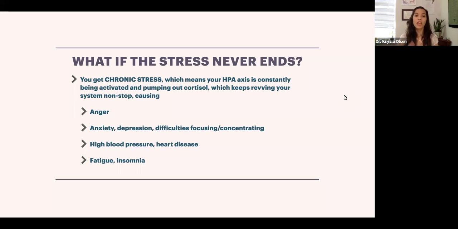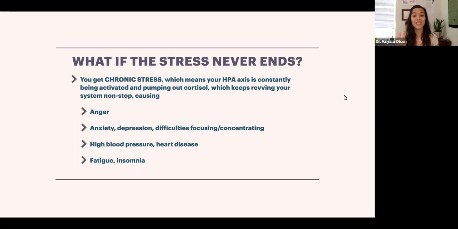For example, if you're having that chronic stress, your HPA axis, again, that's the hypothalamus, the pituitary, and the adrenal gland, they all talk together in order to keep pumping out cortisol. And so that axis is going to be constantly activated and just continually pumping out cortisol. And then it's going to keep revving your system nonstop, causing anger, right? Because that amygdala is constantly being activated as well, because it's like, oh crap, there's still this threat there.